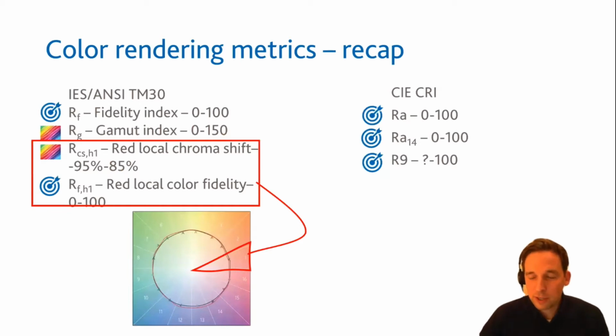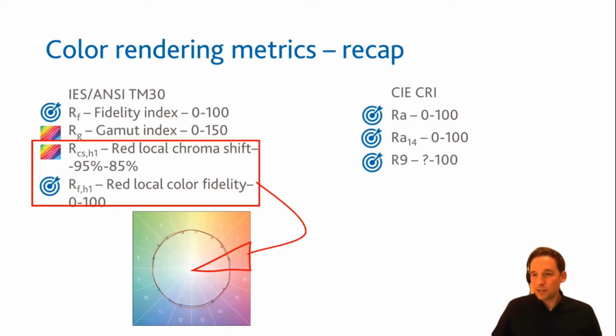Then we look at the actual metrics, so the measures that we have within them. We're going to start with CRI because we're more familiar with that. So CRI gives us three measures as standard. The first one, Ra, is a measure of fidelity. So when we're talking about fidelity, we're talking about how close the test source is rendering to the reference source. So it's basically how close you are to a bullseye, hence the bullseye symbol there. And that is measured on 0 to 100, so 100 being as close as possible, 0 being as far away as possible.